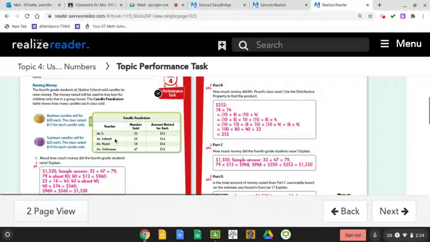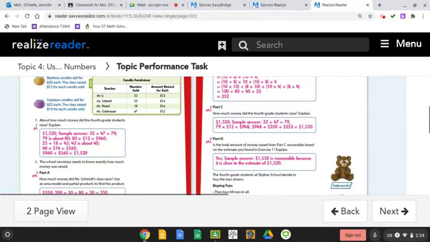We have the list of all of the teachers: Mr. Lee, Ms. Schmidt, Ms. Pickard, and Ms. Goldwasser. Sorry, can't really see it. It's tiny. The number of candles they sold and the amount they raised for each. And then off the side here, we have the different types of candles.